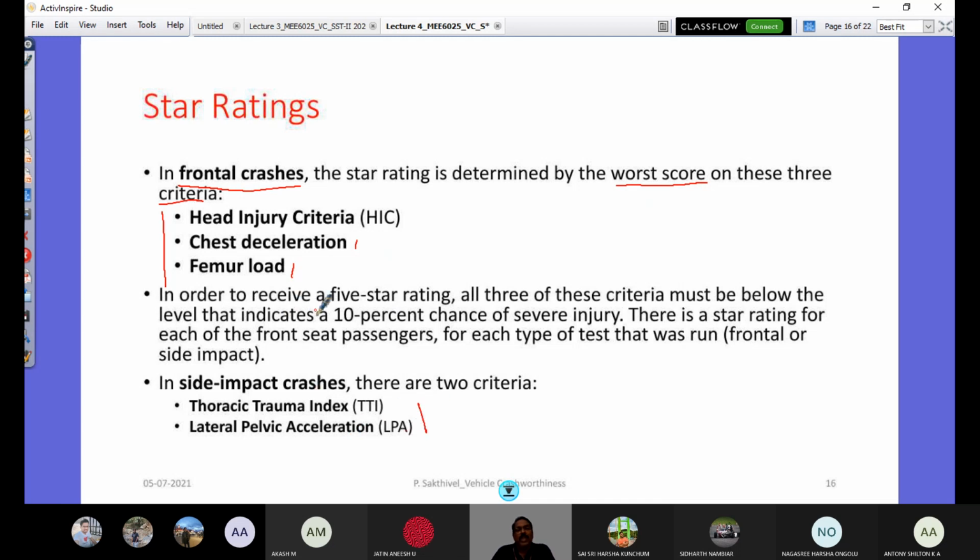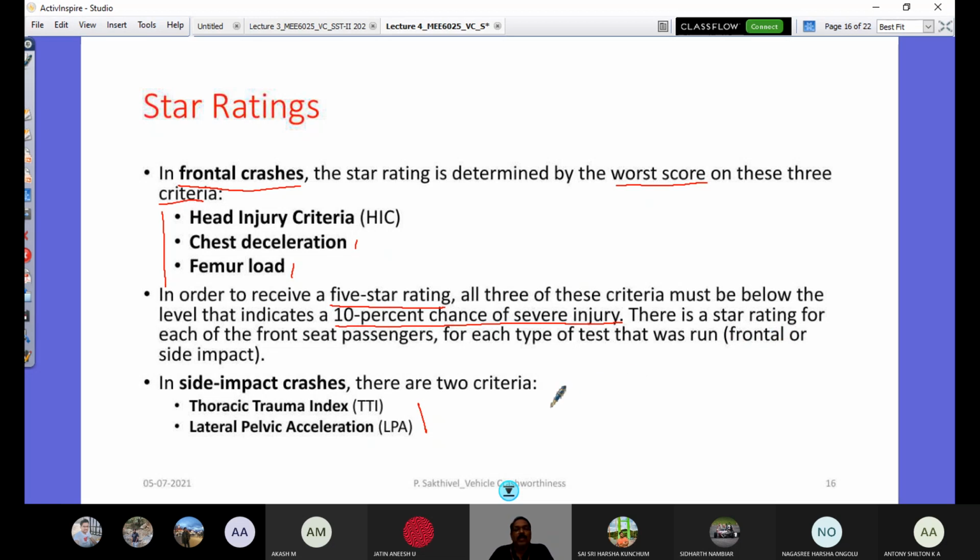So in order to receive a 5-star rating, an automaker must have all three frontal crash criteria below the level that indicates a 10% chance of severe injury. There is a star rating for each front seat passenger for each type of test that was run.